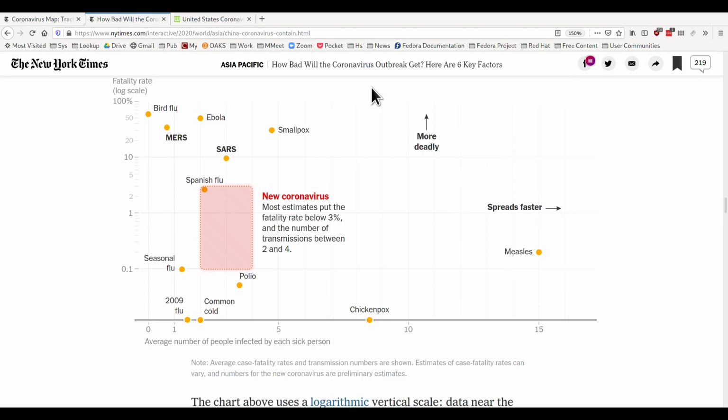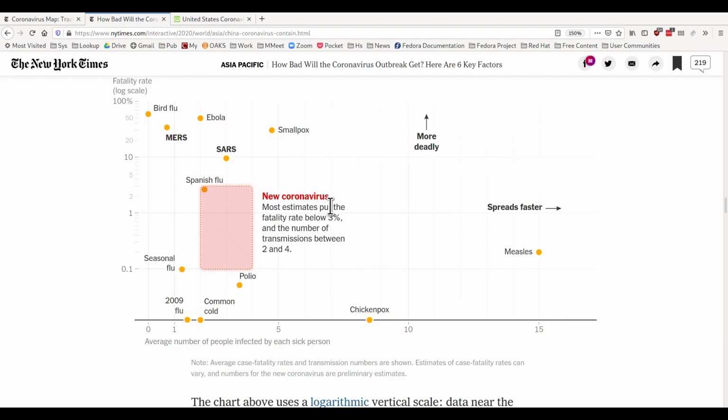In this video, I'm going to give an explanation for this chart that appeared in the New York Times a few days ago. What it shows is a variety of diseases, everything from measles and chickenpox, bird flu, the Spanish flu, that's the pandemic flu from 1918. And I'm going to show you a little bit about this new coronavirus.